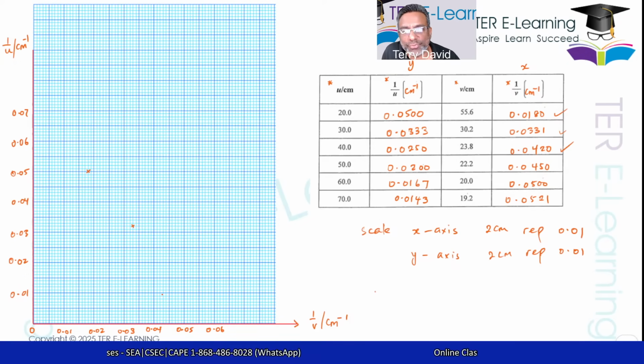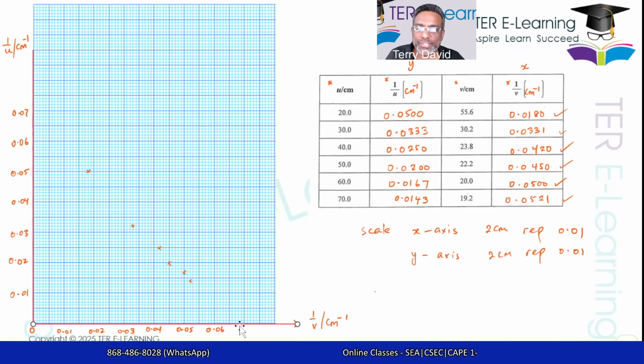The next one now is 0.042 against 0.025. Right, that's here. The next one is 0.045 against 0.02. That's going to be here. The next one is 0.05 against 0.017. That's somewhere here. And the last one is 0.052 against 0.014. Right, that's right here. So as you can see, there seems to be a straight line.